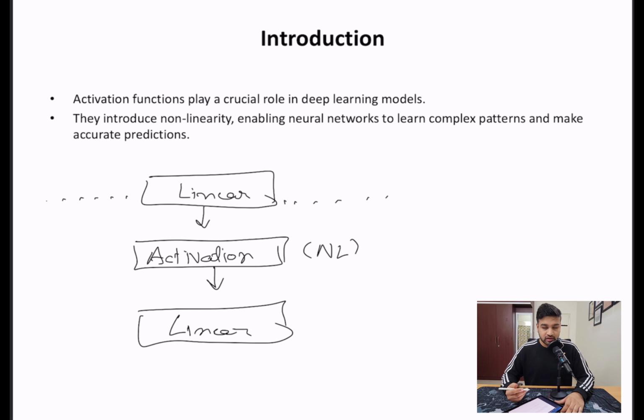So activation functions play a very important role because they introduce nonlinearity, and as I said, that is the only power of a neural network to estimate complex non-linear or complex higher order functions, right?